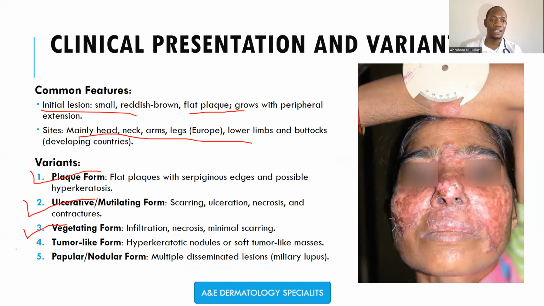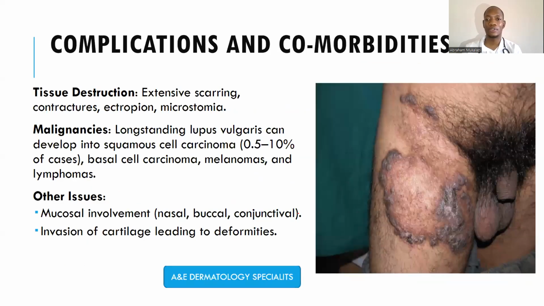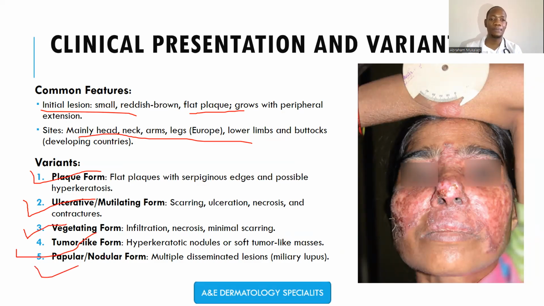And sometimes it can be like a tumor, as I'm going to show you in another picture. Then it can also be a papule or nodule. Now look at this picture. So in this case, this lady here had these lesions on the face, which were actually looking like systemic lupus erythematosus.